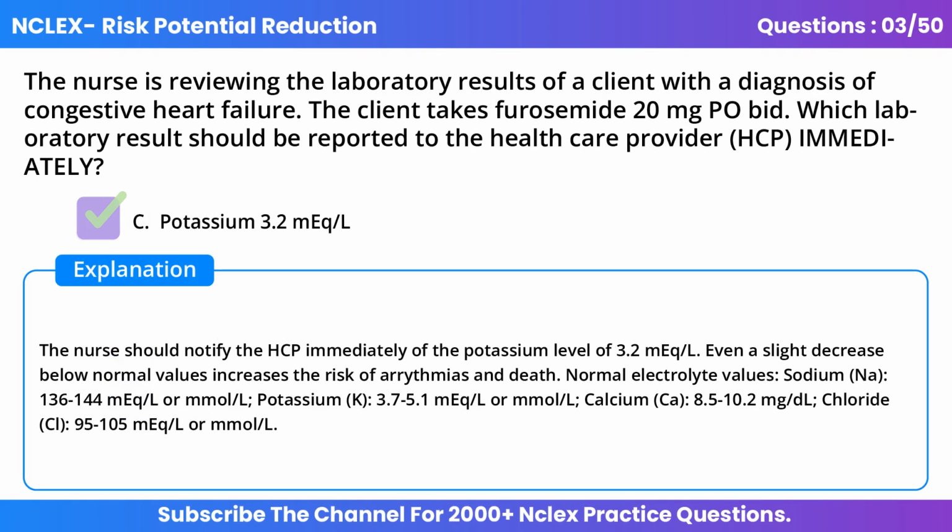The nurse should notify the HCP immediately of the potassium level of 3.2 mEq/L. Even a slight decrease below normal values increases the risk of arrhythmias and death. Normal electrolyte values: sodium, Na, 136 to 144 mEq/L, potassium, K, 3.7 to 5.1 mEq/L, calcium, Ca, 8.5 to 10.2 mg/dL, chloride, Cl, 95 to 105 mEq/L.